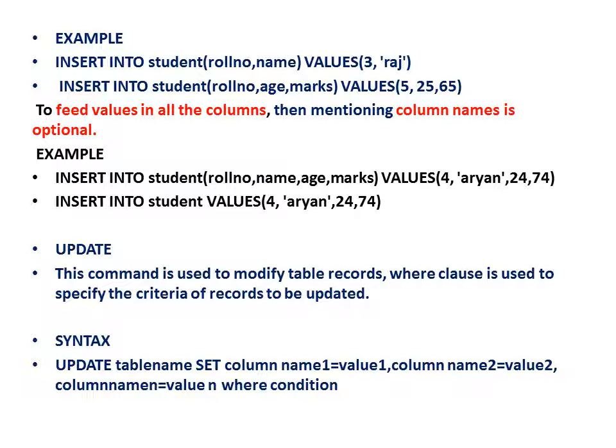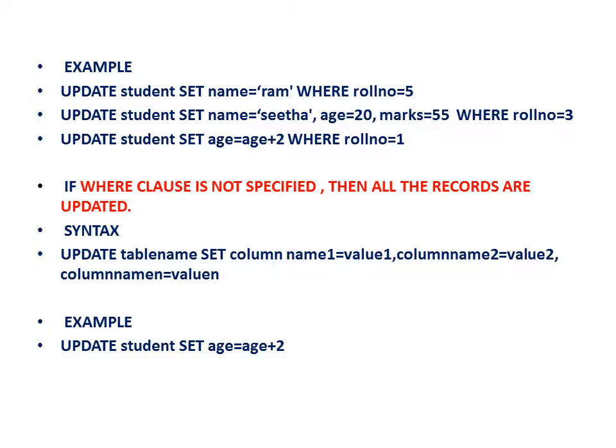The update command is used to modify records in a table. The where clause is used to specify the condition of the records to be modified. The syntax is: update table name, set column name 1 equal value 1, column name 2 equal value 2, up to column name n equal value n, where condition. In this first example, modify name equal Ram, where roll number equal 5. If the where clause is not specified, then all the records are modified.